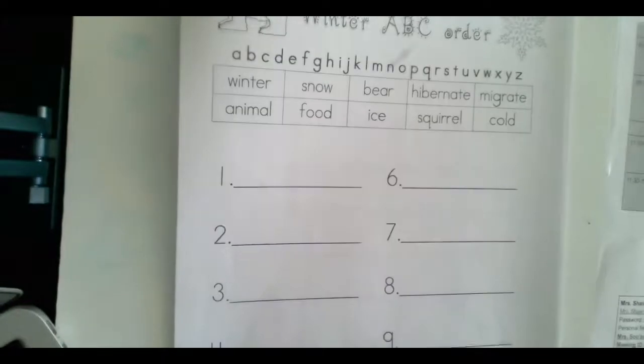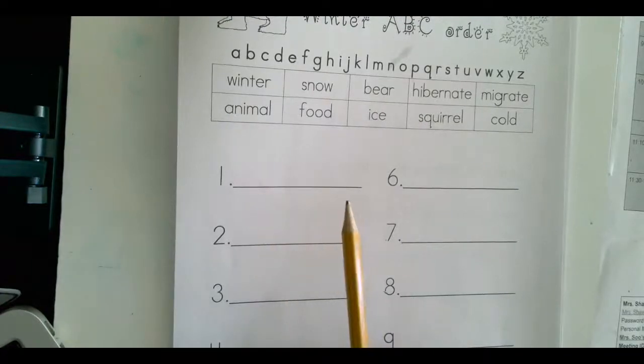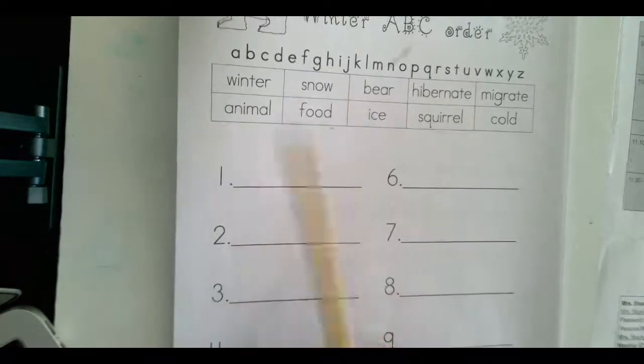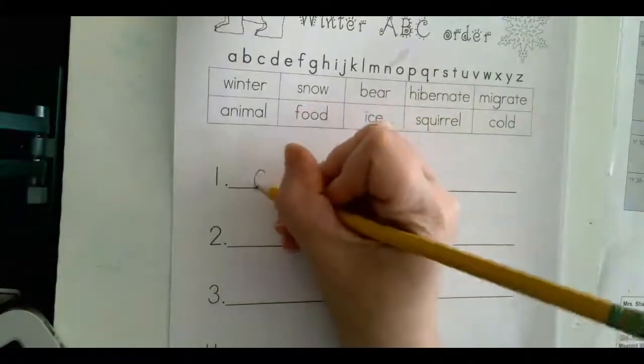And this last part, ABC order, is brand new to you, I think. So here's the alphabet, A through Z. And what you're going to do is put it in ABC order. That means number 1 would be the letter that starts at the beginning of the alphabet, which is A. And in this case, we do have an A. So you would write animal.